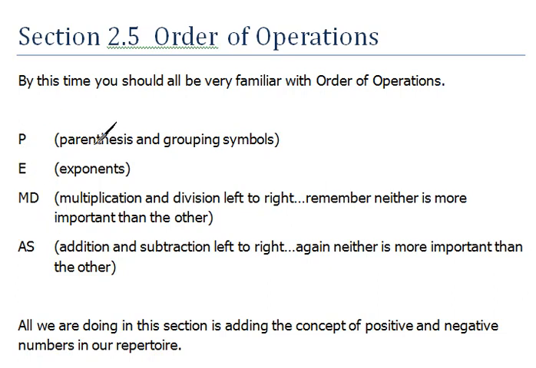The P represents parentheses and grouping symbols. The E represents exponents. M and D represent multiplication and division, left to right. Remember, neither one is more important than the other one. So if all we have is multiplication and division, then we always do it left to right, even if the division comes before the multiplication in the series.